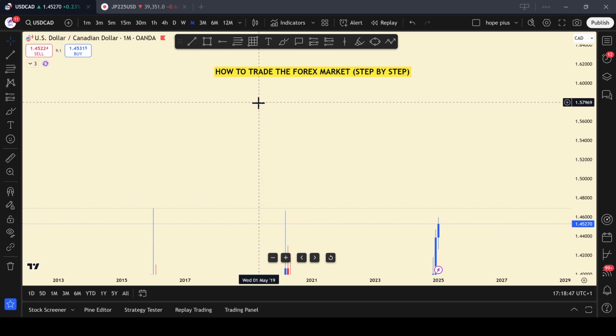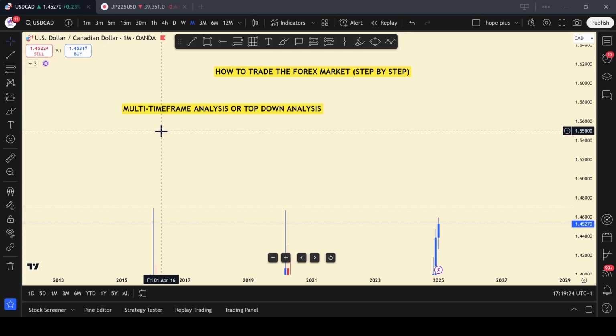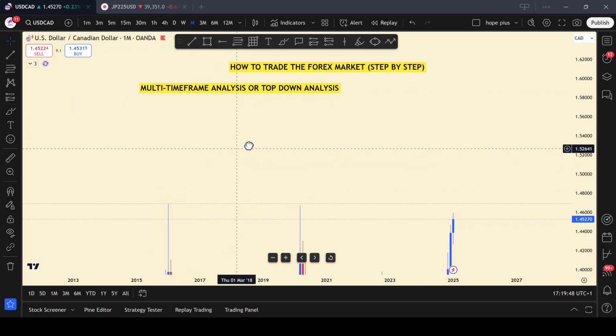The first step here is that the strategy should have a good multi-time frame analysis, or what I call the top-down analysis. Whatever strategy you use, you should be able to identify the directional bias of a particular pair, from the monthly down to the weekly, down to the daily. Why you need to do that is to identify which direction the market is heading to. Now, let me explain this further.